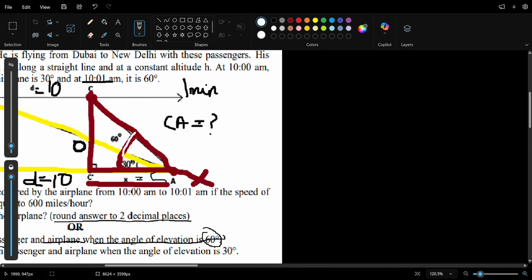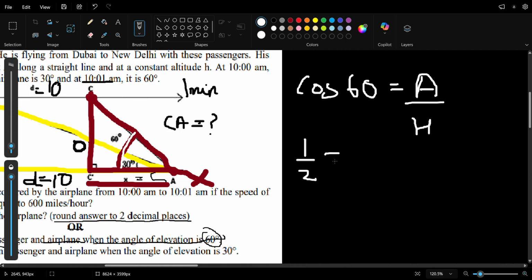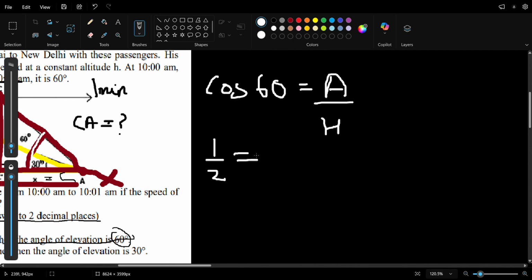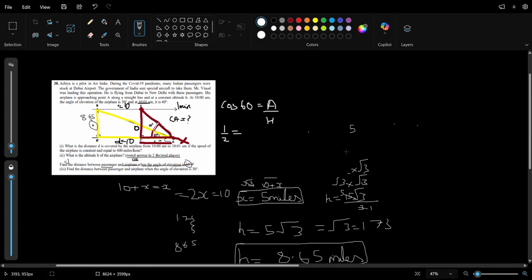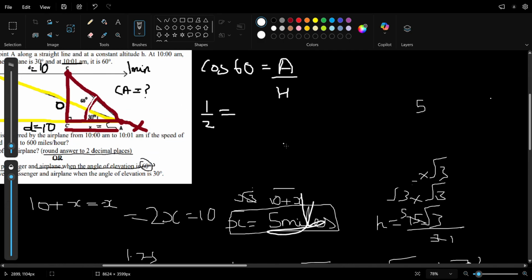So if x is equal to 5, then base will be C dash A. You can take, from this point of view, adjacent and hypotenuse. So it's cos. Now you have cos 60 is equal to adjacent by hypotenuse. Now cos 60, we know sine 60 is root 3 by 2, cos 60 is 1 by 2. 1 by 2 is equal to adjacent. Adjacent here is C dash A. x is equal to 5 we found before. See, x is equal to 5 miles.